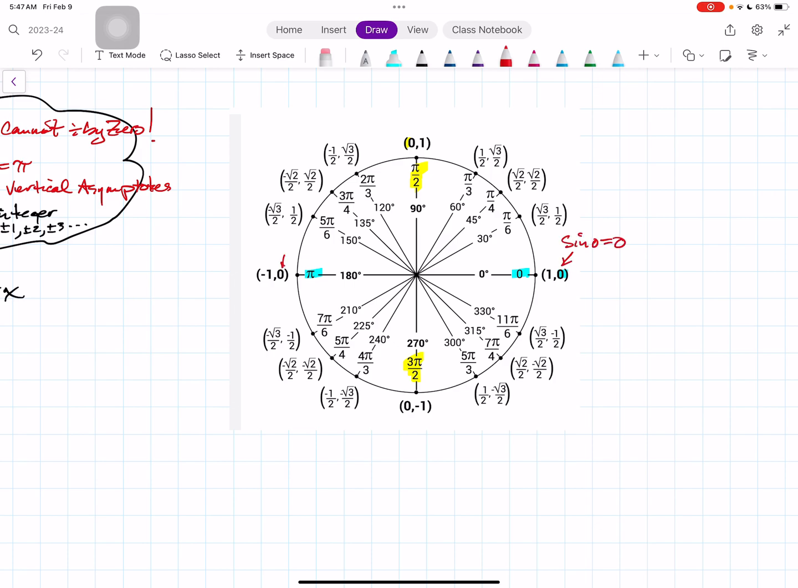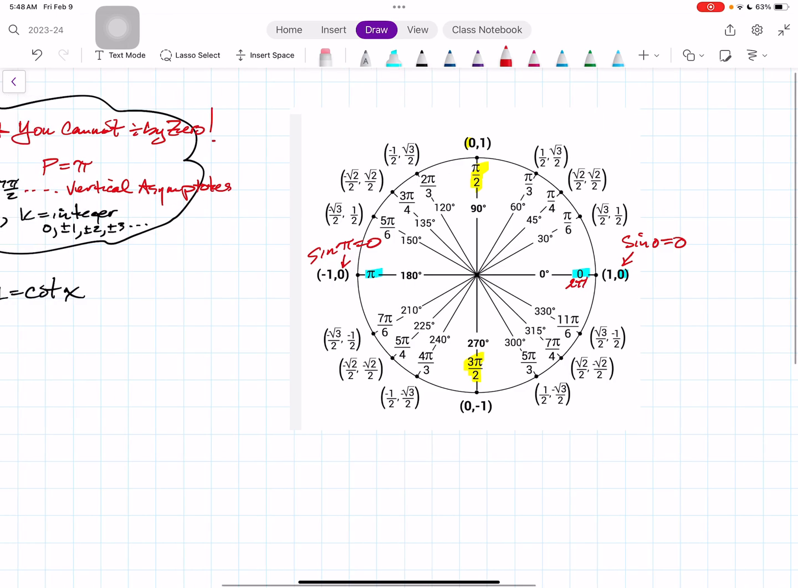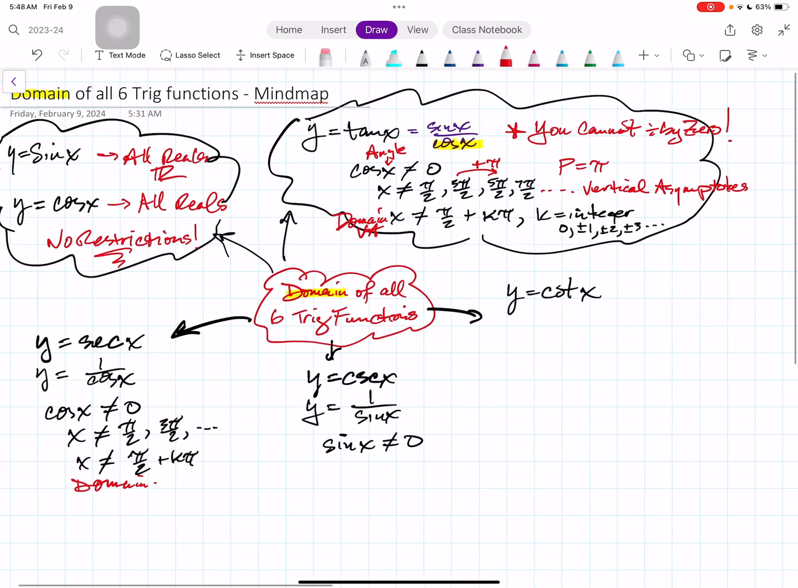And right here, we get sine of pi equals 0 as well. Okay, and so the sine of 0 is 0. So 0, pi, 2 pi. Again, you can go all the way back around and go 2 pi radians. 3 pi, 4 pi, 5 pi. Okay, multiples of pi. That's where sine is equal to 0.